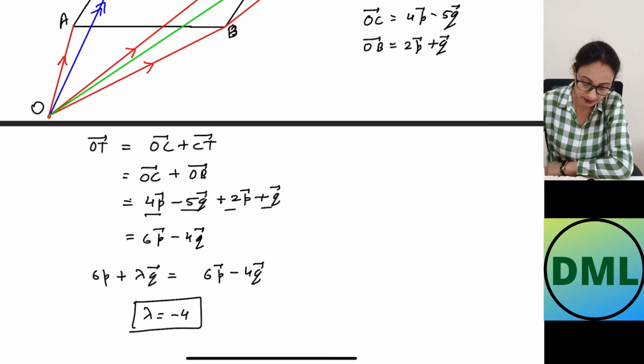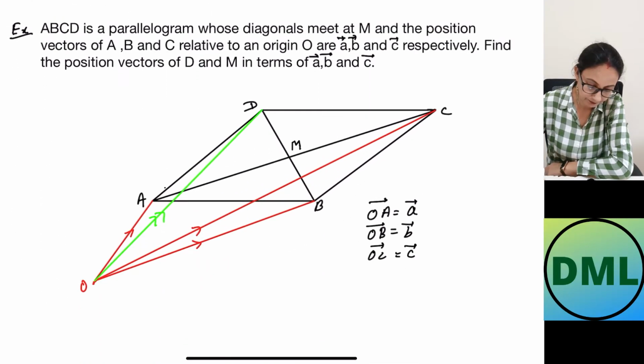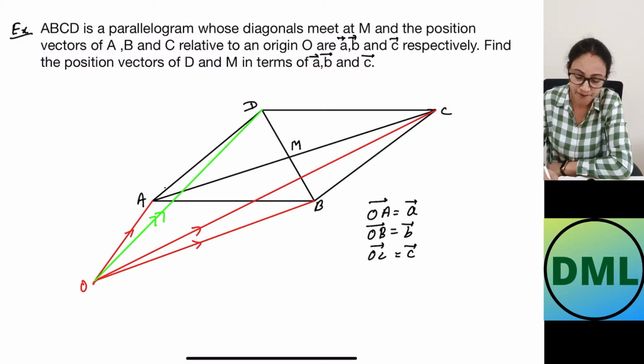Let's see one more example. ABCD is a parallelogram whose diagonals meet at the point M, and the position vectors of A, B and C relative to an origin O are A, B and C respectively. Find the position vector of D and M in terms of A, B and C.